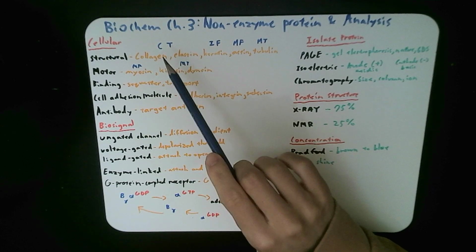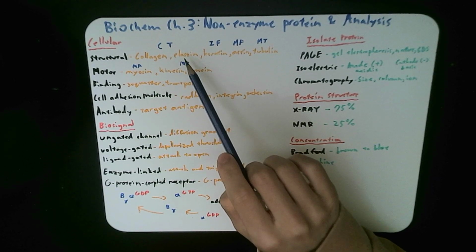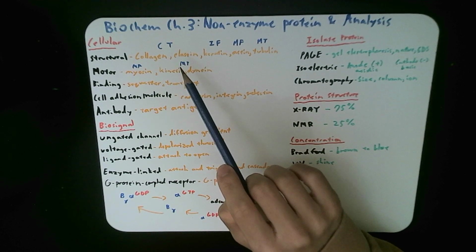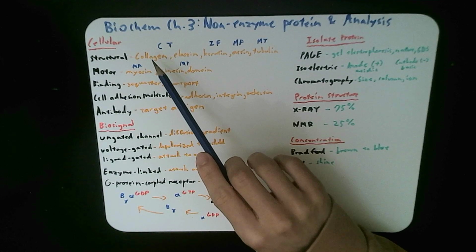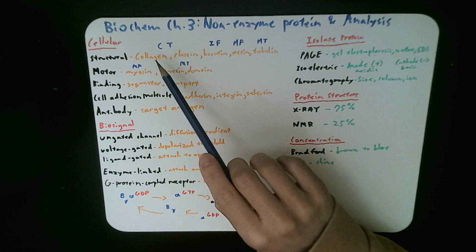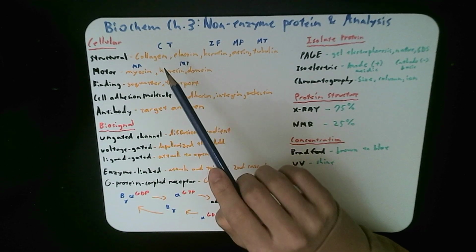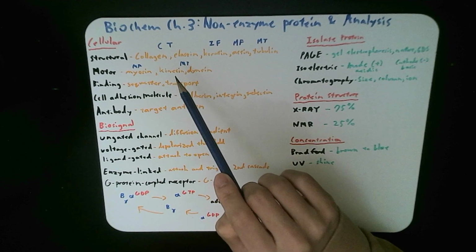Elastin is also in connective tissue, and it's more for recoiling back to the same place. So collagen is more for structural strength and flexibility, while elastin is recoiling back to where it needs to be.